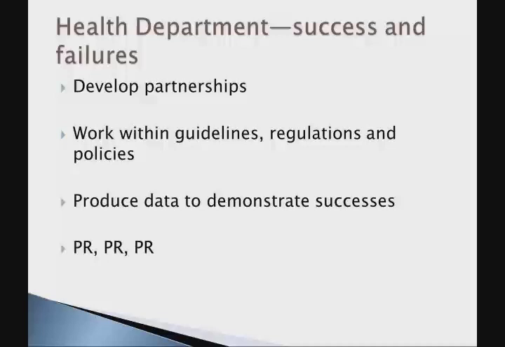Because this is a funded program with tax dollars, it's critical that you work within guidelines, regulations, or policies. If you were to do something outside guidelines, regulations, or policies, it would be likely that it would end up in the newspaper or on social media. And you never want to be in the newspaper or social media for doing something wrong. You also have to produce data to demonstrate your successes, and that will be dictated by the department in which you are working in the health department. And PR, or public relations, and your image in the community is critical.